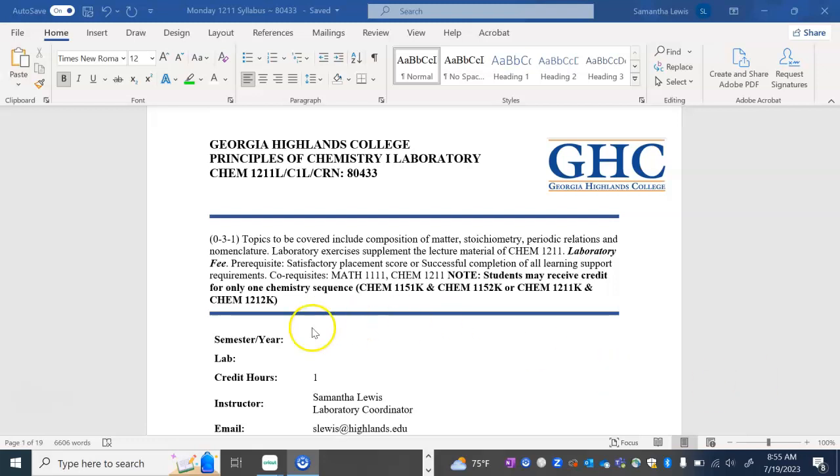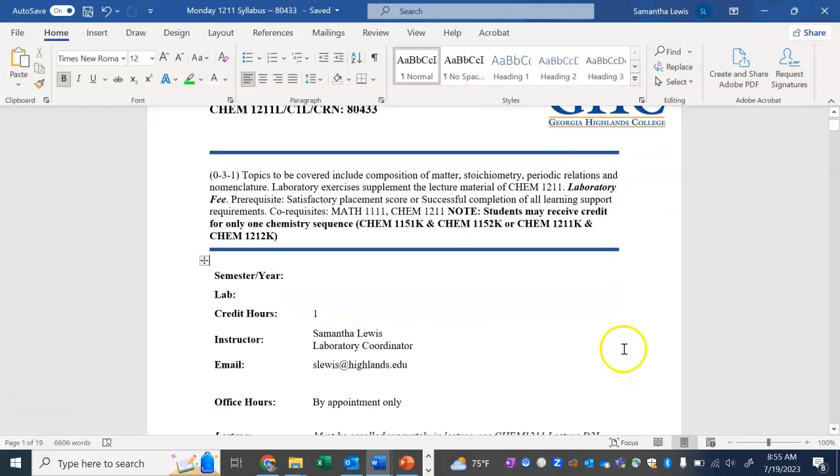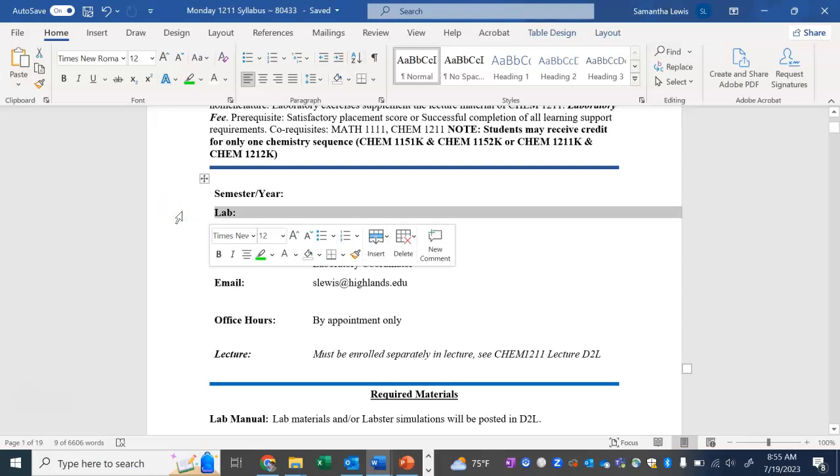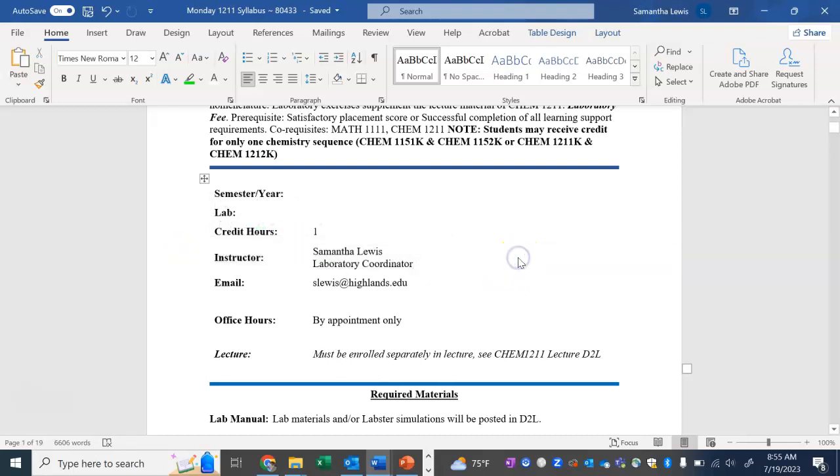So the very first thing I want to show you, you have your semester and your year right here. You're going to make sure you're in the right semester and the right year. Your lab right here is going to be listed as the date, the time, the building, and the room number that your class is located. So make sure you see that and you can make it to the right place.